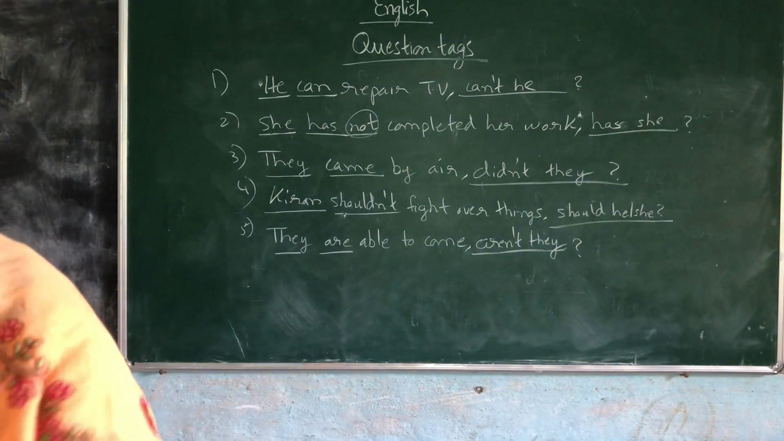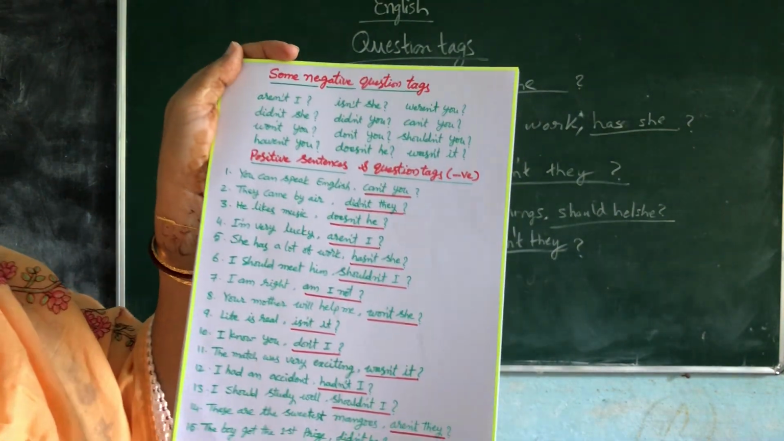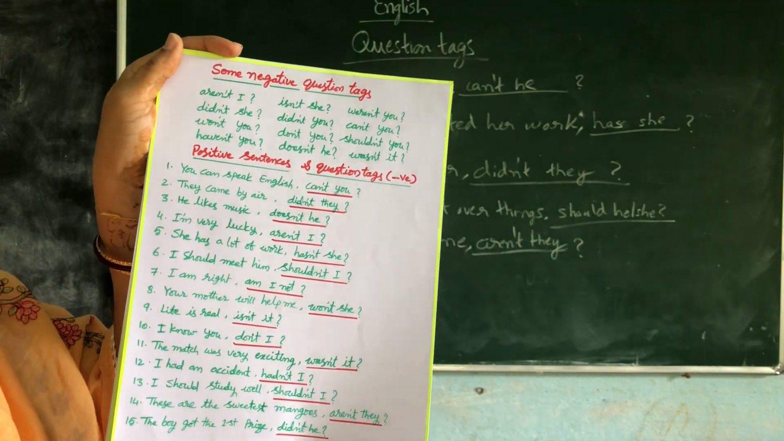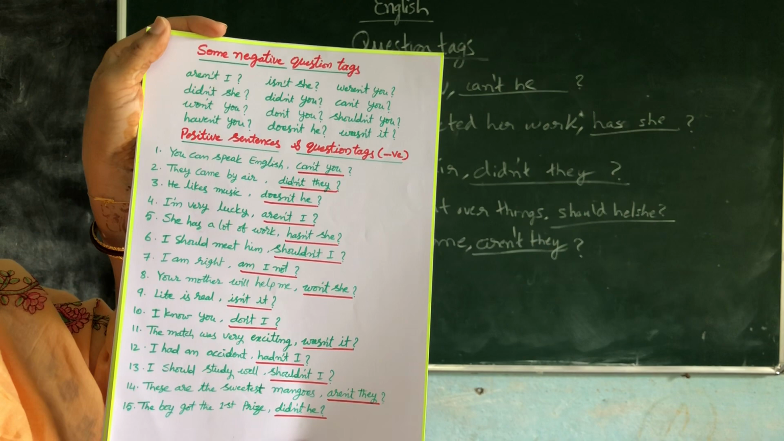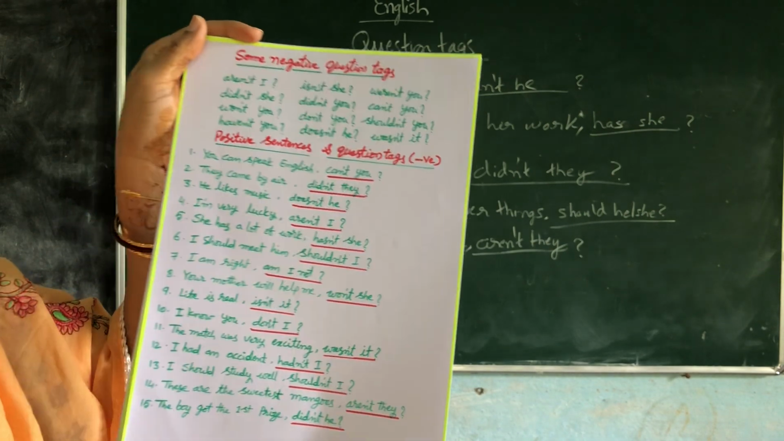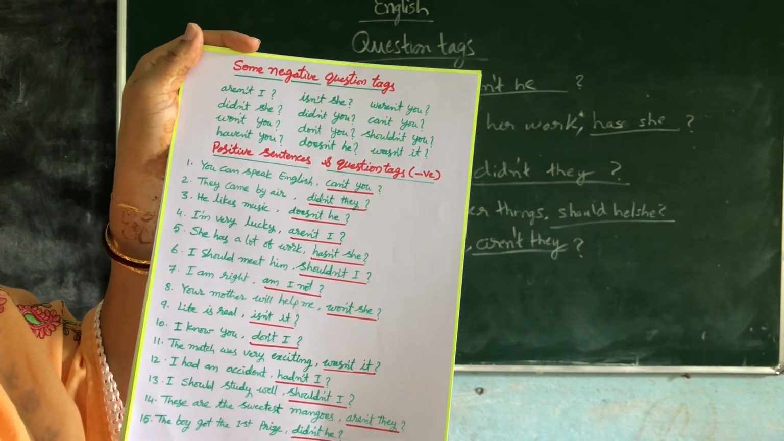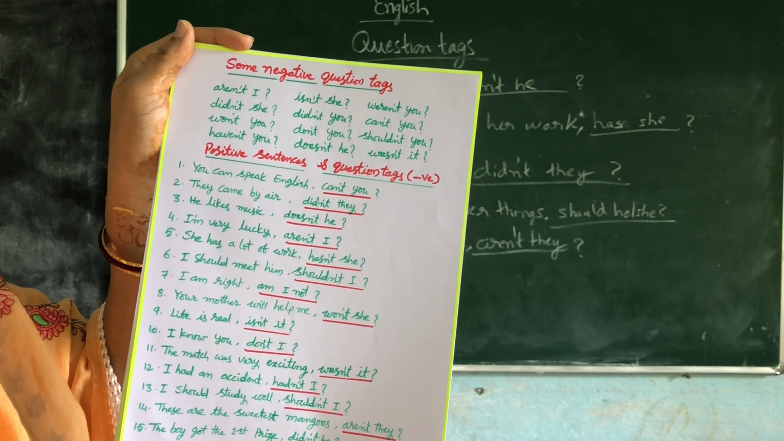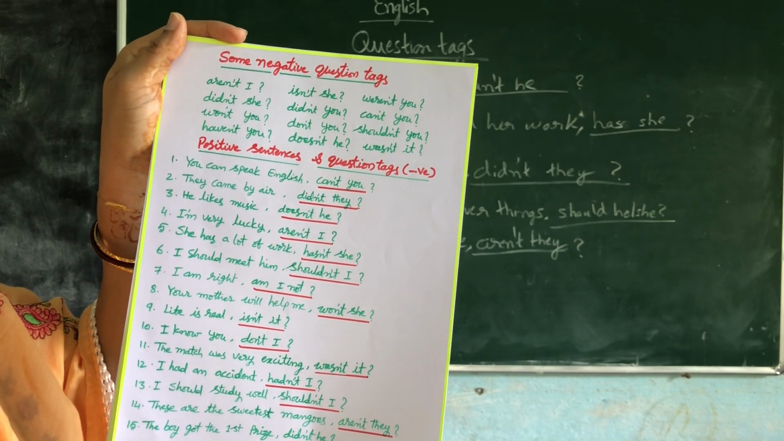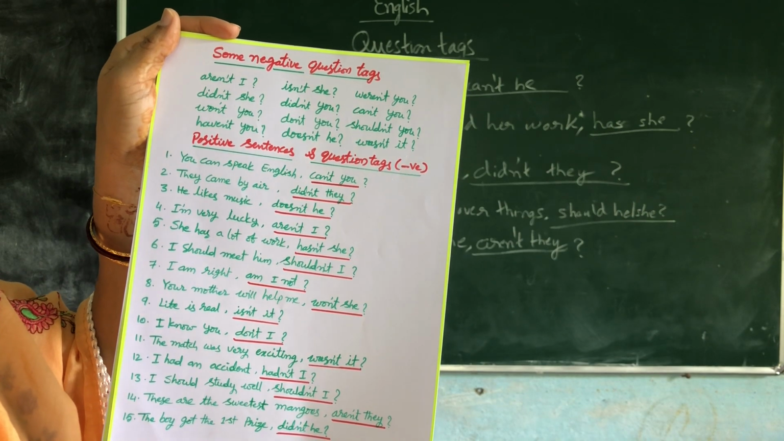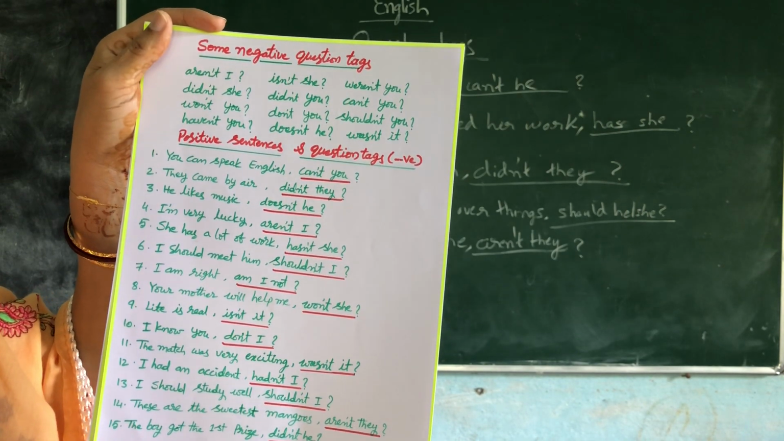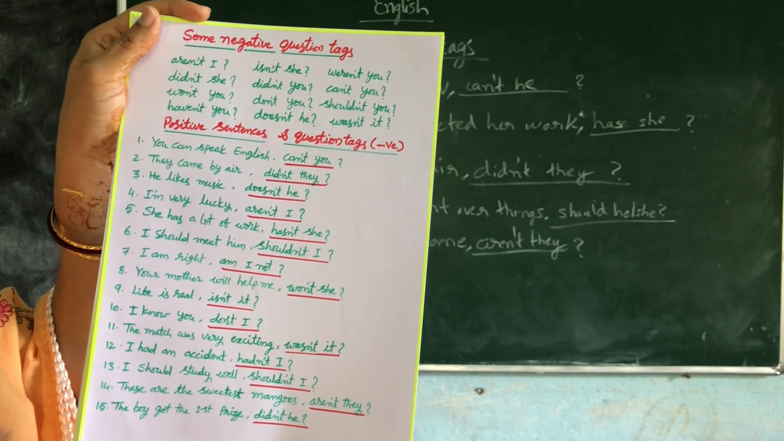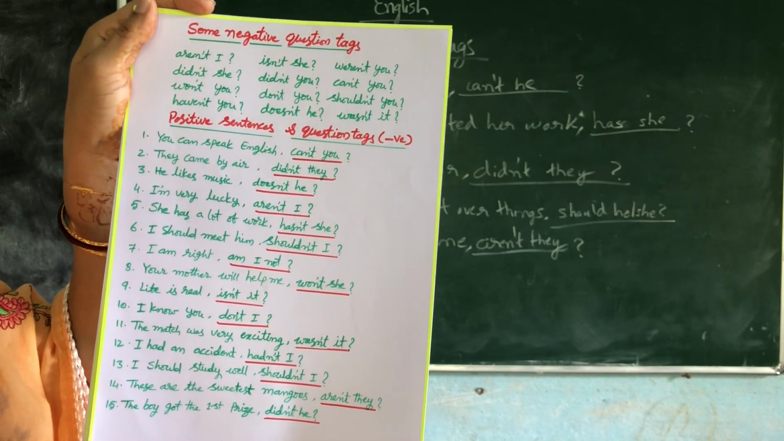The next set is regarding some negative question tags. What is the word which indicates that it is negative? Not. That is the contracted form of verb with not in it. Like aren't I, didn't she, won't you, haven't you, isn't she, didn't you, don't you, doesn't he, weren't you, can't you, shouldn't you, or wasn't it. Like this. Now the sentences. The sentence should be in positive to use a negative question tag.